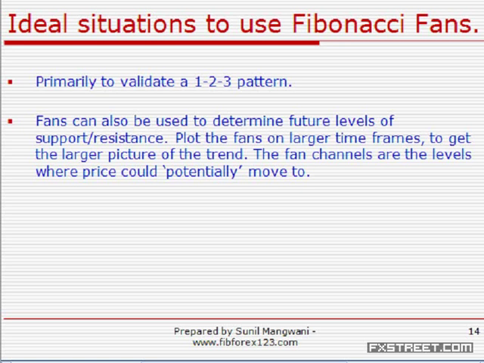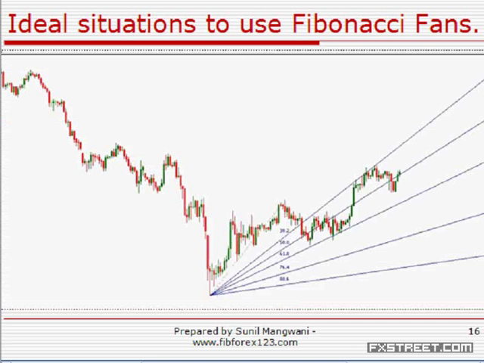The only thing that I really look for is to validate a 1, 2, 3 pattern. We'll just go over this quickly, just very briefly. You can use fans also to determine future levels of support resistance. They work very well on larger term time frames. You get an idea of the trend. Right? As an example, this is one example.